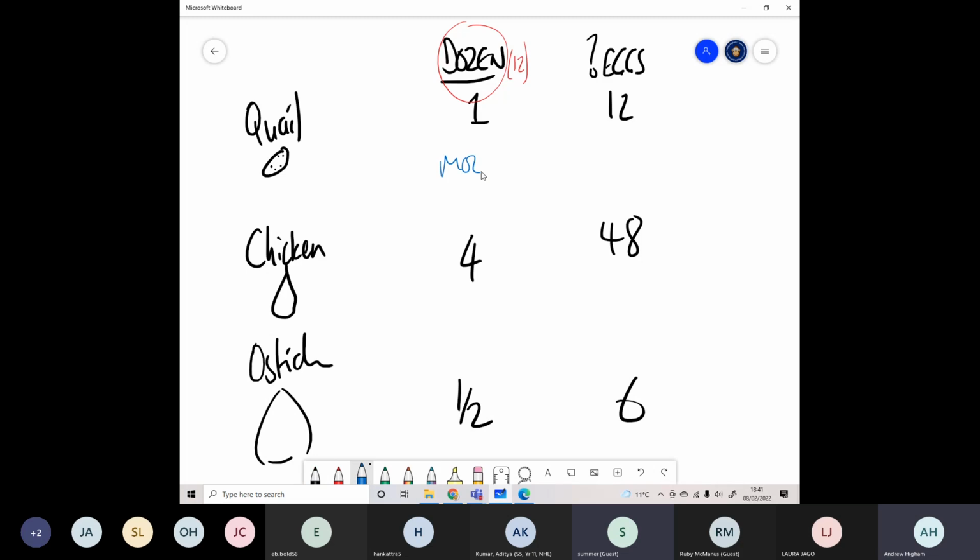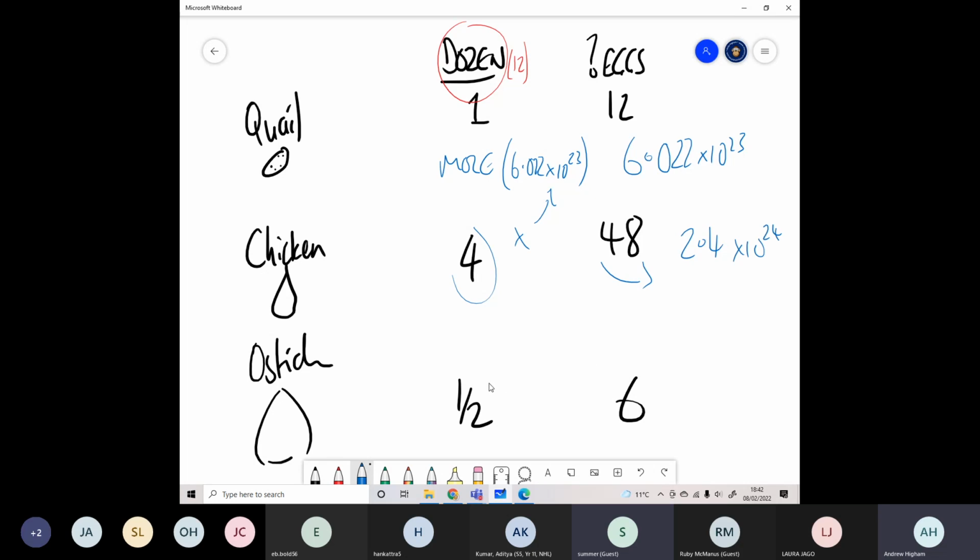So instead of a dozen, we're going to use mole, and in a mole we've got 6.022 times 10 to the 23. So if I had 1 mole of anything, I would have not 12, because 12 would be a dozen. 1 mole would be 6.022 times 10 to the 23. And if I had 4 moles, I would have 4 times Avogadro's number. 4 lots of 6 is about 24, so it would be 2.4 whatever times 10 to the 24.